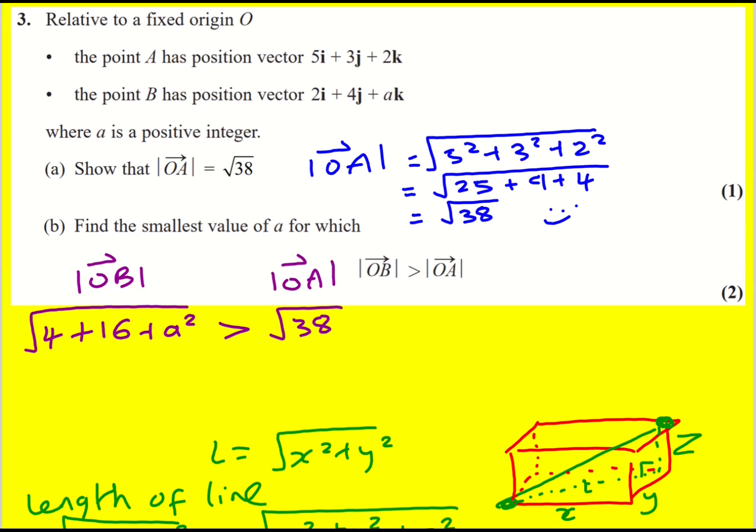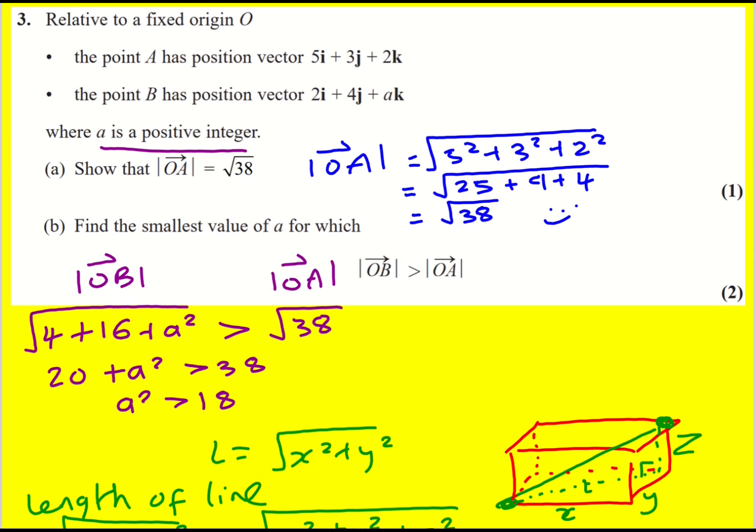Now, because both of these are positive quantities, we can actually square the inequality. You can't just square any old inequality, because negatives could really mess things up. But because they're both positive, we can. So I'm going to get 20 plus a squared is greater than 38, which means a squared is greater than 18. We are told that a is a positive integer. You're probably all right from here on to just square root. Yeah, no, we are okay actually.